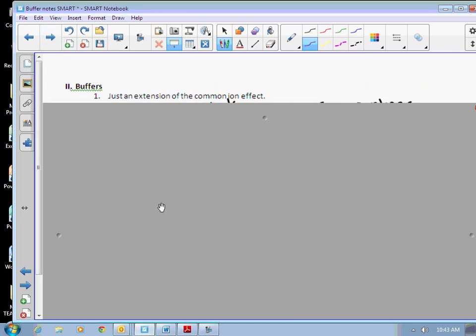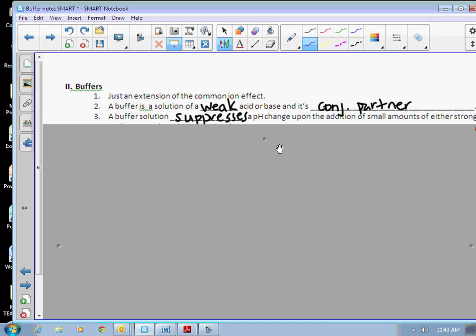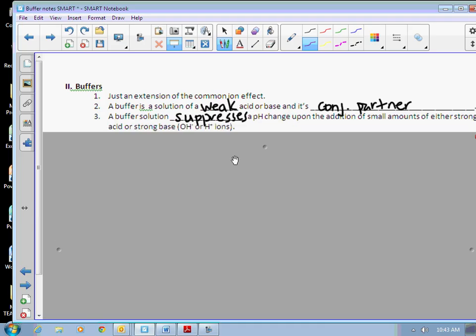Last but not least, this whole common ion effect, where is it going? It's this application called buffers. So just to summarize, a buffer solution: a buffer is a solution of a weak acid or base, and it's got to be weak, and its conjugate partner. Okay, so that's the definition of what a buffer is. A buffer is basically a common ion situation. So a buffer solution suppresses or stifles a pH change when strong acid or strong bases are added.